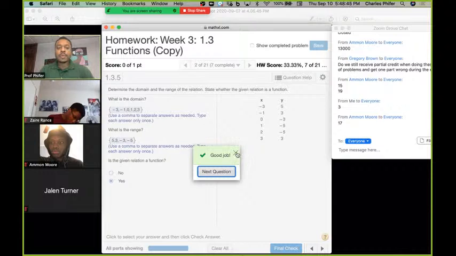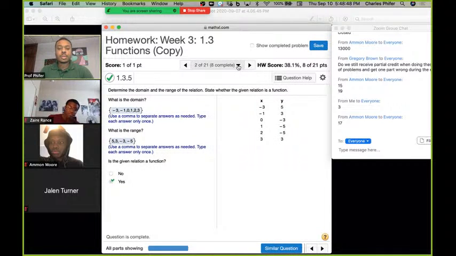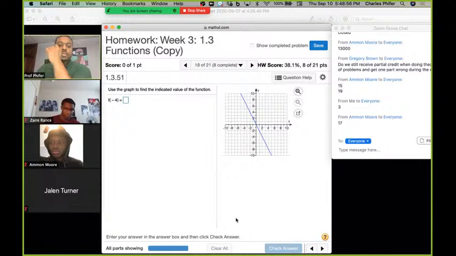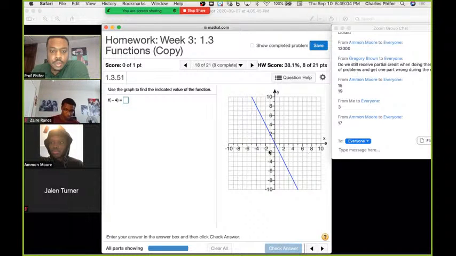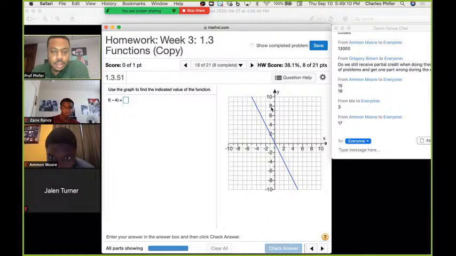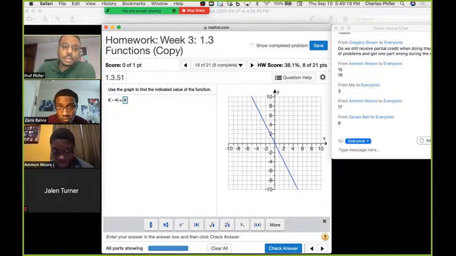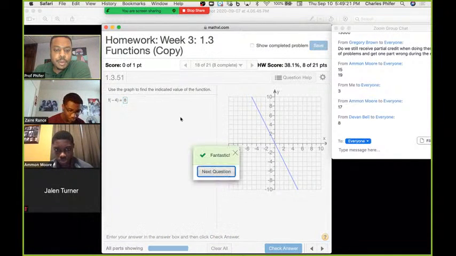Hey Google, give me a random number 1 through 21. 18. So when x is negative 4, what's the value of y? When x is negative 4, what's the value of y? Okay, let's see. So if we type 8, awesome.